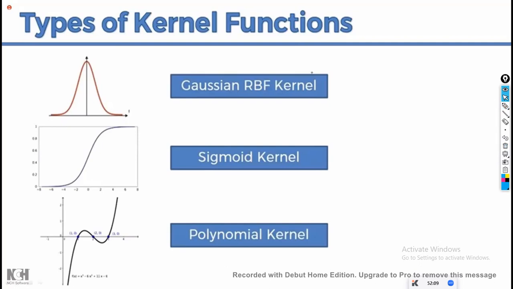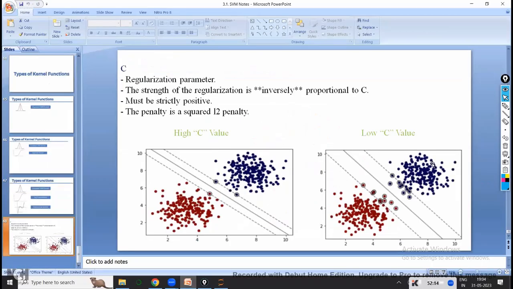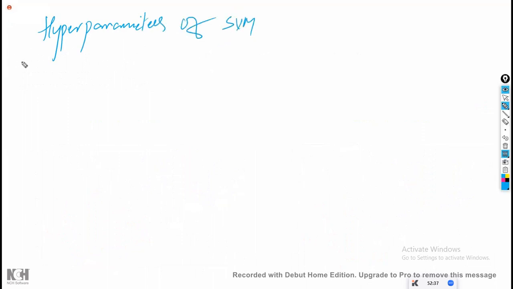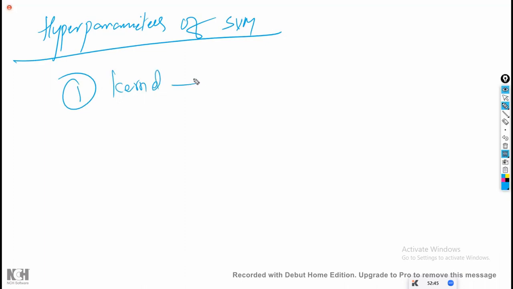Is that clear, guys? So these are the different types of kernels. Now let us see the coding part. In the coding, two important hyperparameters will be there. Out of which the first hyperparameter is called kernel. What are the hyperparameters of SVM? What is the first hyperparameter, miss? Kernel. What are the different types of kernel we are having, miss?